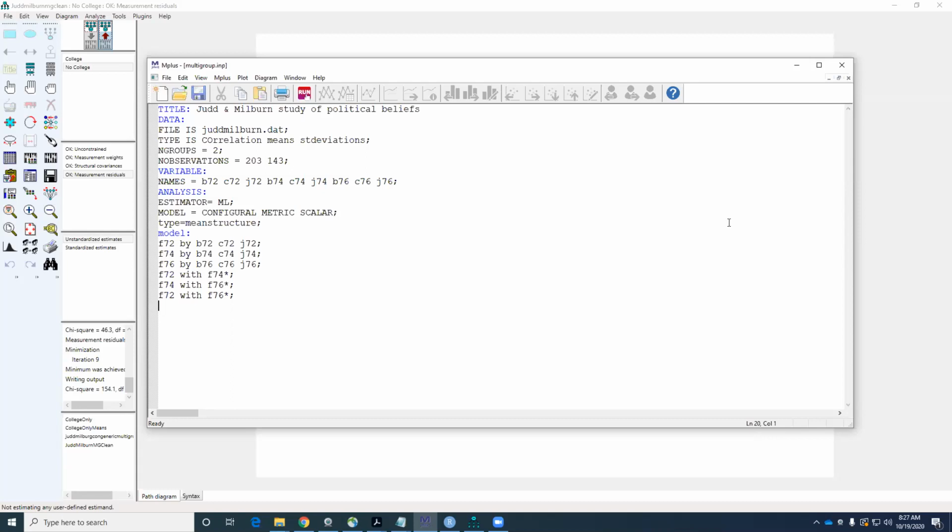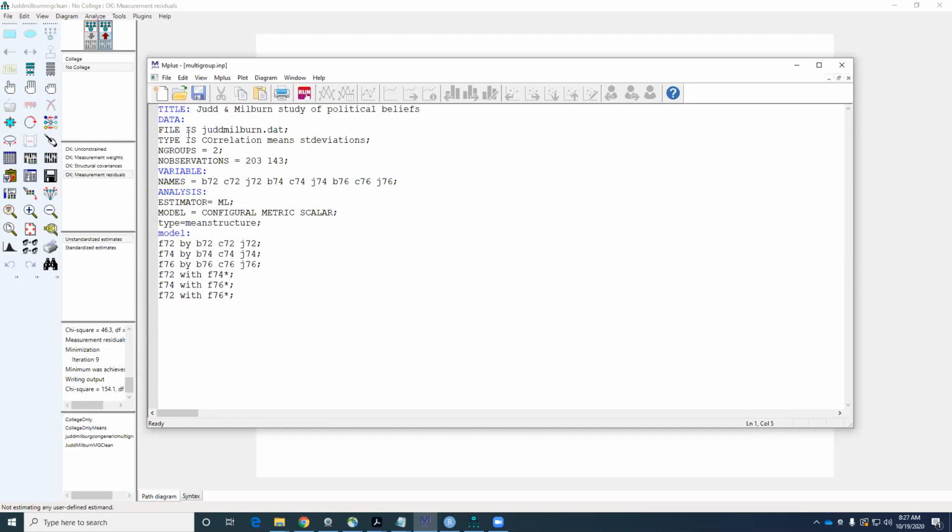Okay. Well, so here's an example of the same setup, again using summary statistics for the same data set, using the Judd and Milburn data set. Now, the difference that you need to think about for this is that by default, Mplus conducts multiple group invariance with the mean in the model. So let's walk through a little bit of the code here as to how these things are a little bit different.